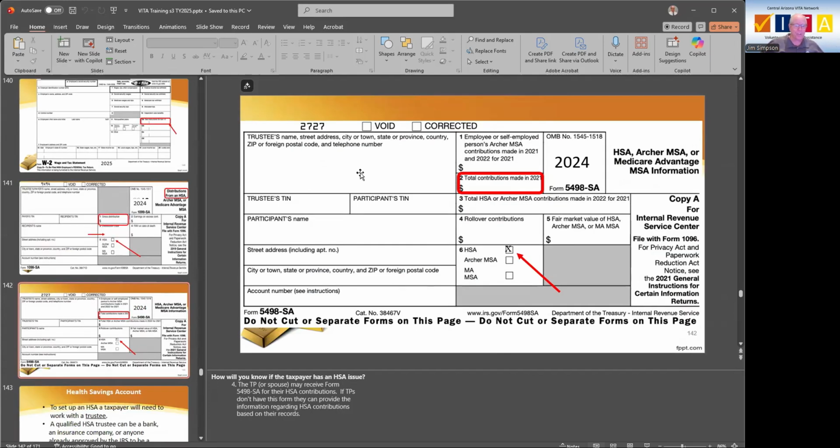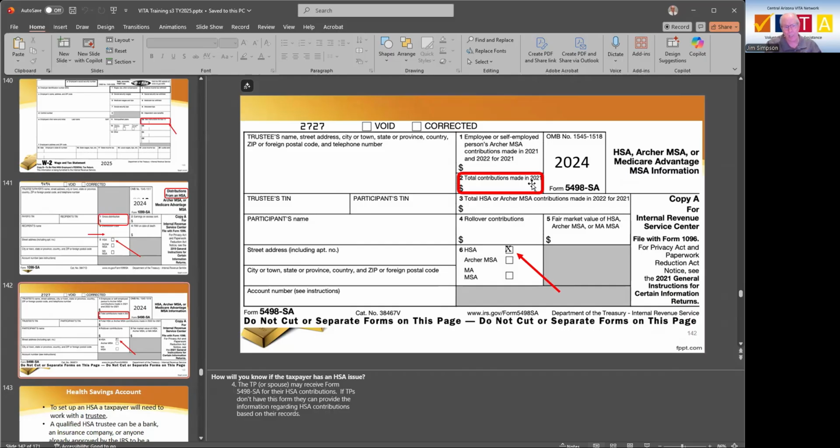Here's the contributions form, and again, it's similar. It looks like the distribution form, mentions it's from an HSA, and how much total contributions were made. This is mainly to make sure. Now, often you need to be a little careful here, because often this form will not include employer contributions. Okay, so sometimes you have to ask them, did you put any money into it?